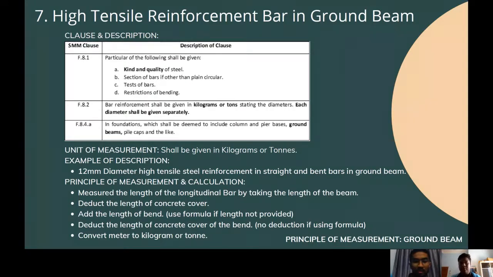Alright, so the next item is the high tensile reinforcement bar in ground beam. Right, so the clause and description is F.8.1, which is kind and quality.